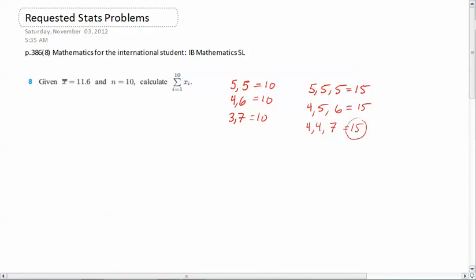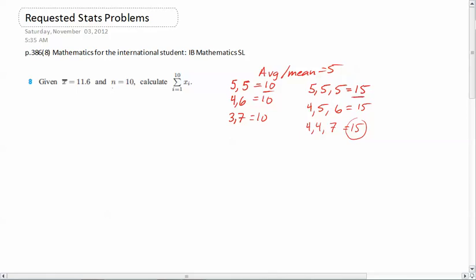All right, so let's go ahead and look at this example. Given x bar equals 11.6, that means that the total average is 11.6. Now, just like over here, the average or the mean was 5, that means that if we know how many terms there are, when there were 2 terms, it was 2 times 5, which gave us 10. Here, when there were 3 terms, it was 3 times the average, which is 3 times 5, which is 15.